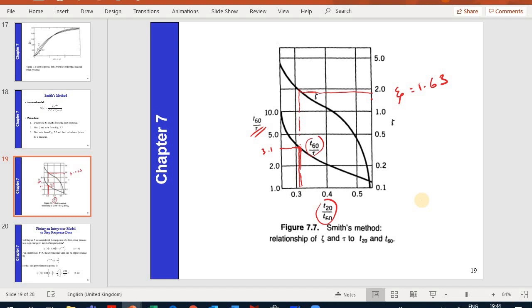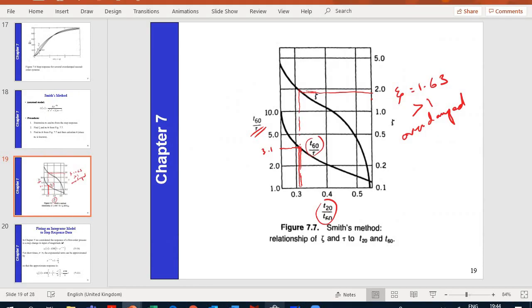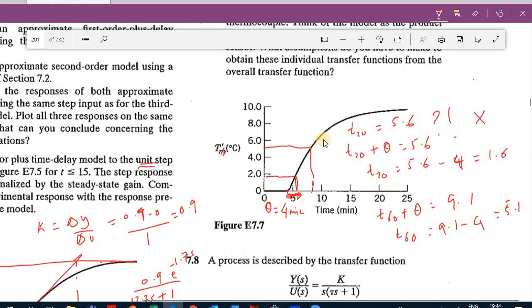So what do I have here? What I'm trying to say here, definitely this is going to be greater than 1, and it should be an overdamped process. Why? Because my figure was what? If you go back to my figure, the figure that I have looks like an overdamped process. It's not oscillatory. So if I'm going to fit a second order plus time delay to this figure, definitely my xi is going to be greater than 1 to show that it is an overdamped process.